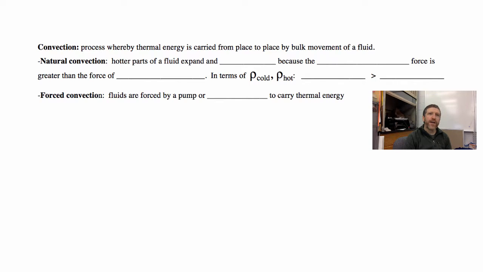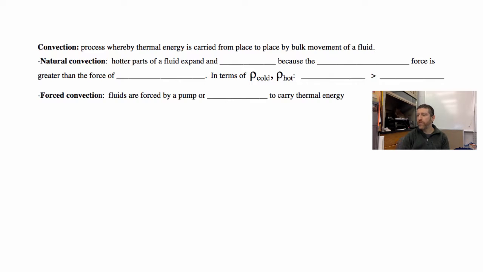Convection. Convection is thermal energy being carried from place to place by the bulk movement of a fluid. Now, a gas is a fluid. A liquid is a fluid. Those are all fluids. Those are states of matter where the particles can flow.